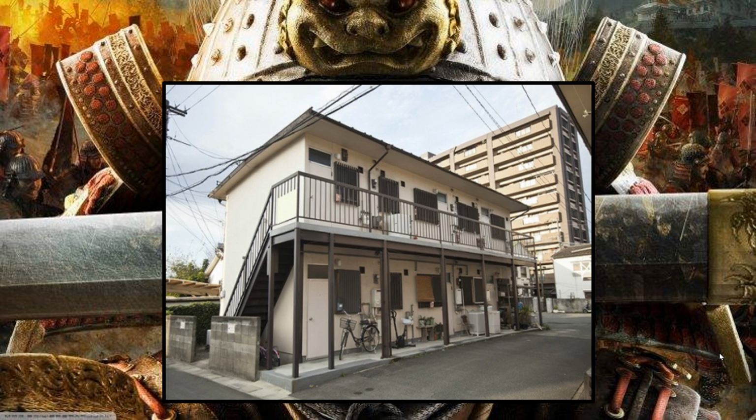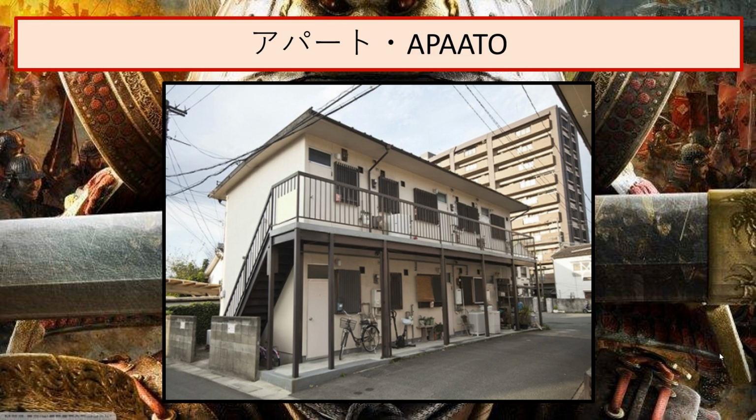Apato. So apato is actually, in New Zealand, more like a flat. Sometimes it's an apartment, but most of the time it's referring to a flat. So if you've seen double-storey houses around where there are flats on top and flats on bottom, that's more of what an apato is.